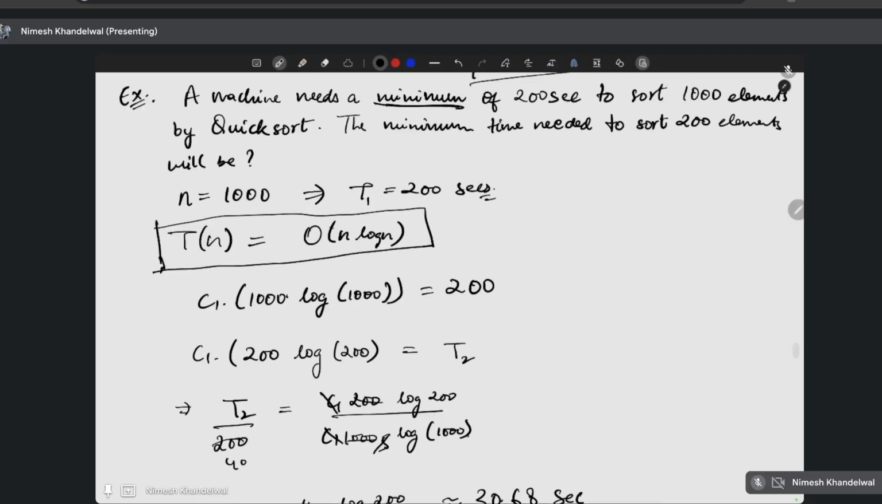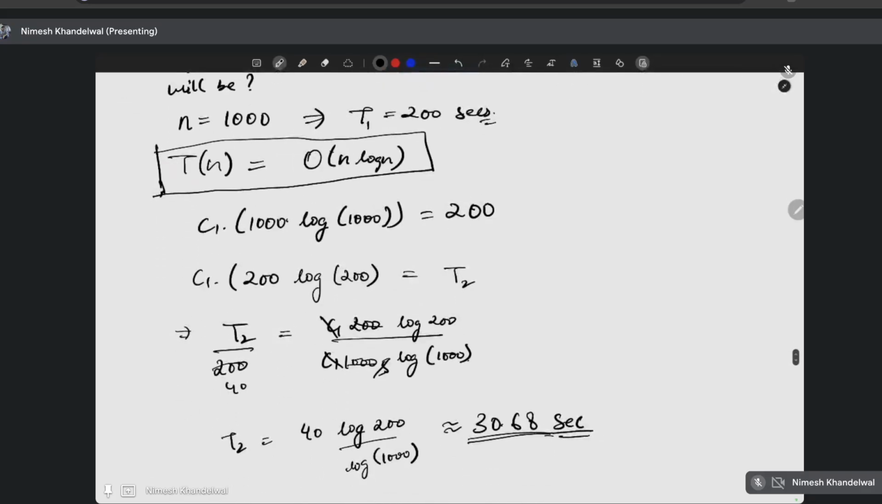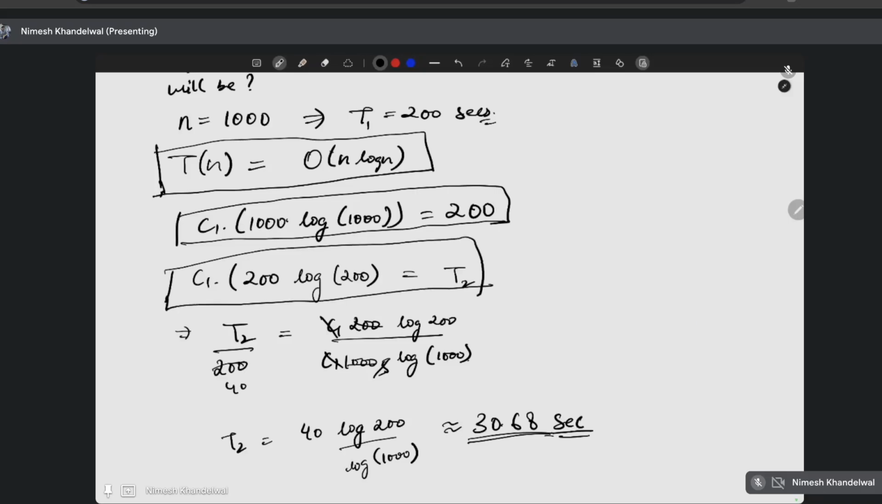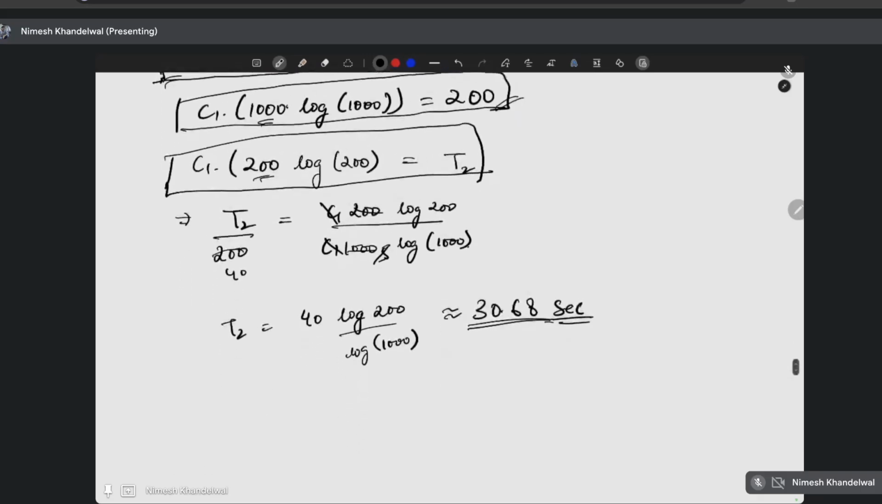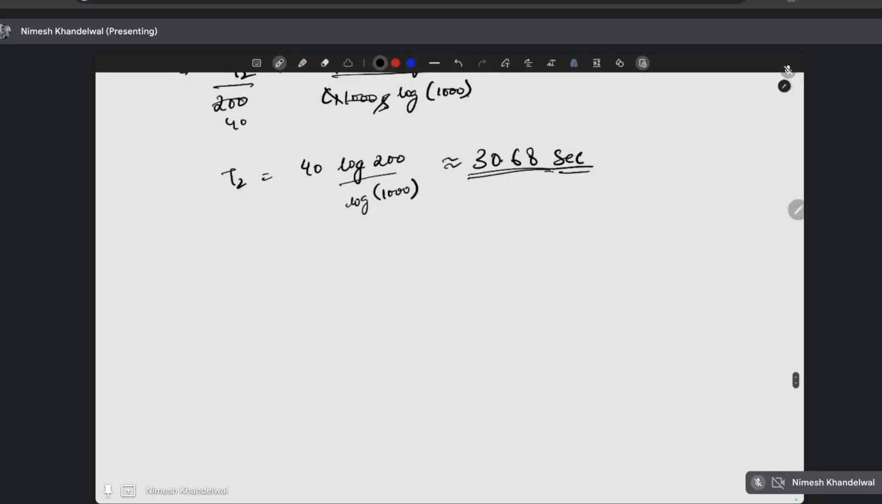So basically what we did was we knew that the minimum time order of the algorithm was n log n, and we were asked about minimum time, like the best case scenario. So we assumed the form of the function based on the order of the time complexity, and then we just put in the values of what we were given, 1000, and what we were asked about, 200, and this was equal to the time because this was the equation for time. Then we just divided it, did the arithmetic, and what we got finally was 30.68 seconds.